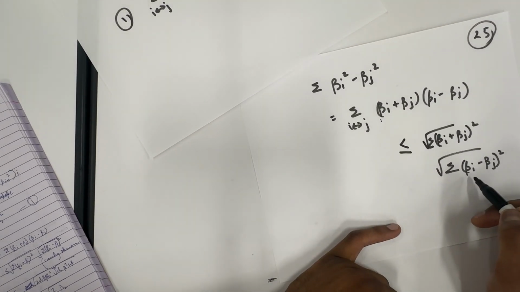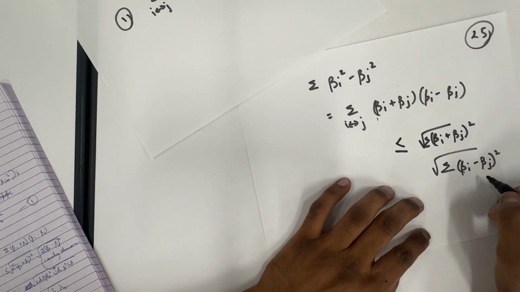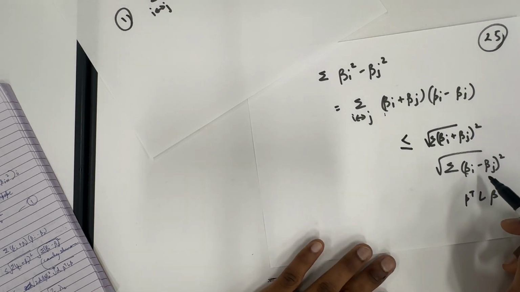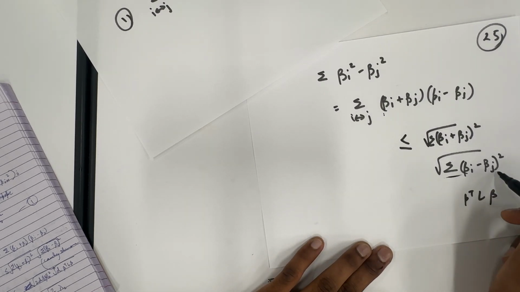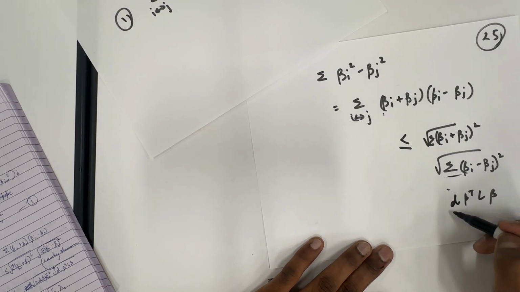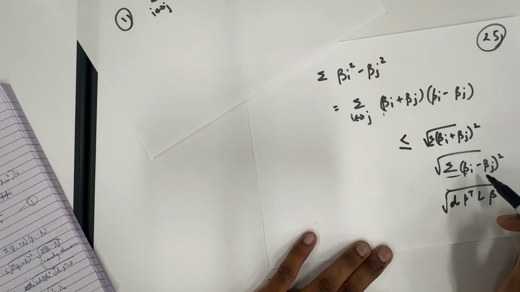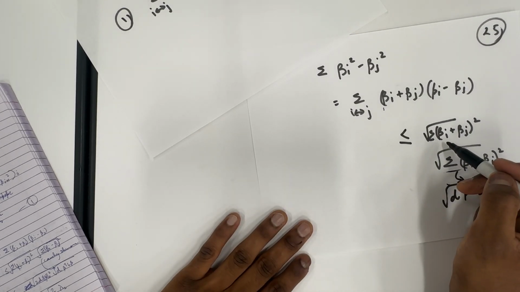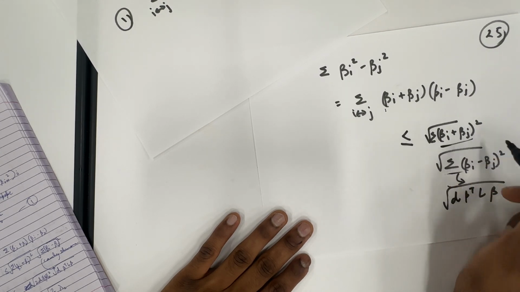Now the sum of beta i minus beta j whole squared is actually beta transpose L beta. I mean, because this is of the same format, right? If I divide it by d, it becomes beta transpose L beta. So I multiply it by d to ensure this stays the same. This quantity is converted to here. What about this?